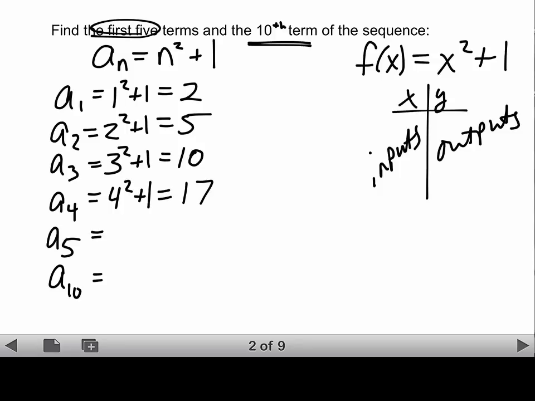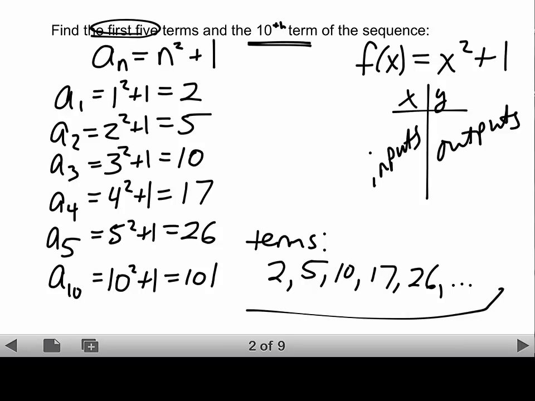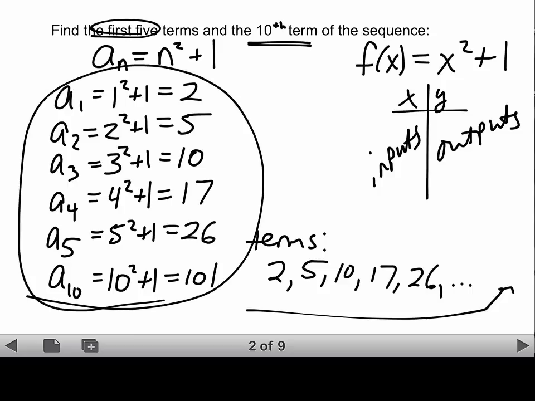What you're doing here is you're just getting used to the notation, okay? A sub 5 is 5 squared plus 1, which is 26. And then a sub 10 is going to be, you guessed it, 10 squared plus 1, so 101. The way we would write down the terms is we would say, the terms are 2, 5, 10, 17, 26, and then we can say this continues on. Somewhere down the road you have the number 101, right? That's the 10th term. But here are the first 5 terms and the 10th term.